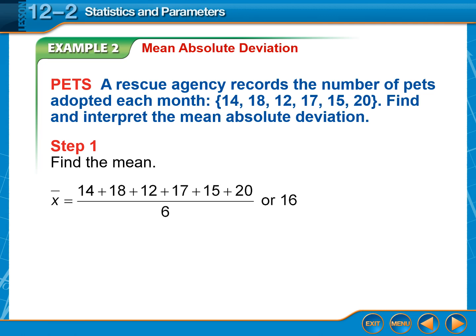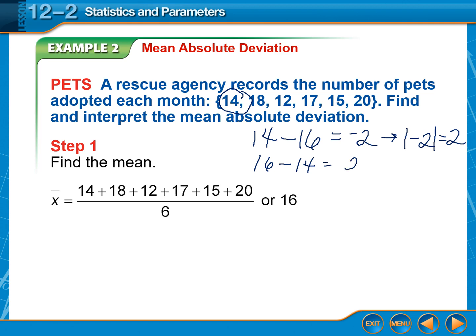This is the first number in the data set. I can say 14 minus 16 equals negative 2, and when I take the absolute value of negative 2, that's equal to 2. Or you could just say 16 is bigger, so I'm just going to say 16 minus 14 equals 2, and I'm done. That's my difference.